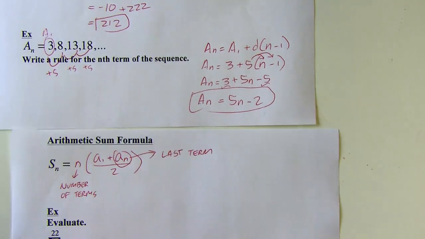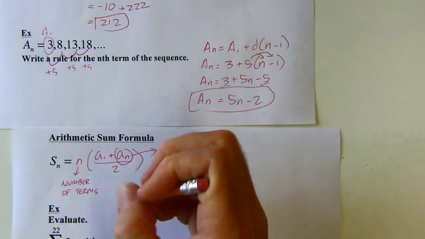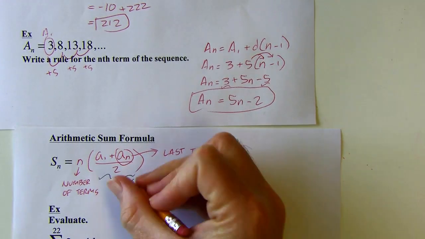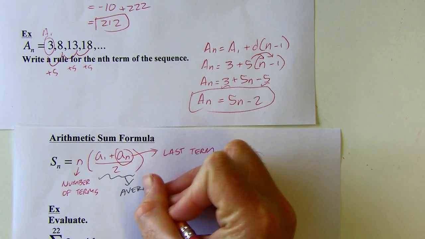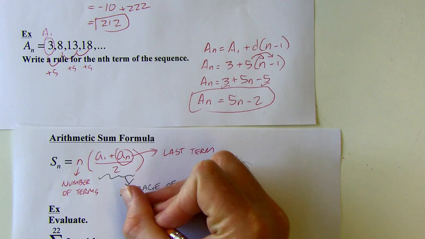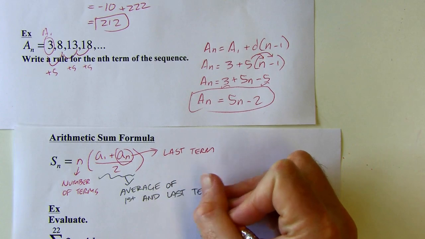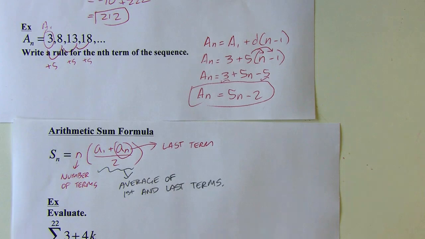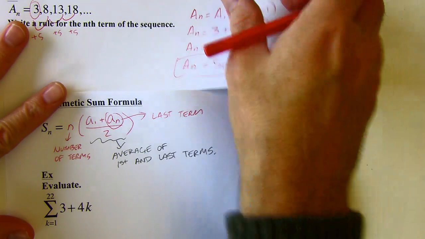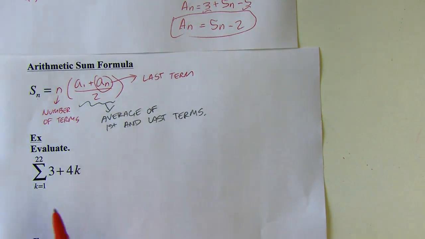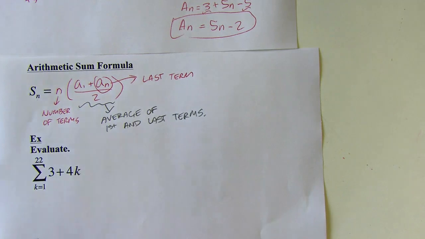So if you look at what we've got inside of the parentheses, this is really the average of the first and last terms, right? So that's how I remember this. It's the number of terms times the average of the first and the last terms. That's how I remember it. Okay, so let's try this out. We're asked to evaluate this, and you have to know that we've got an arithmetic sum, because I haven't really taught you how to recognize that this is arithmetic, but all the ones I'm going to show you today are arithmetic.